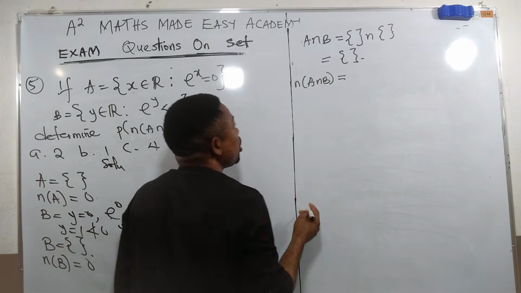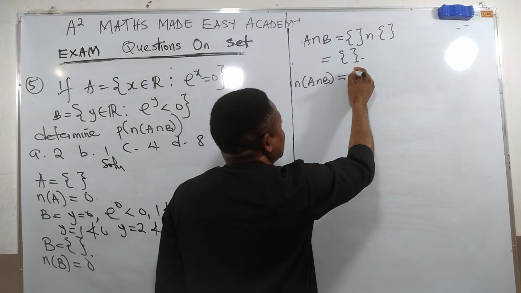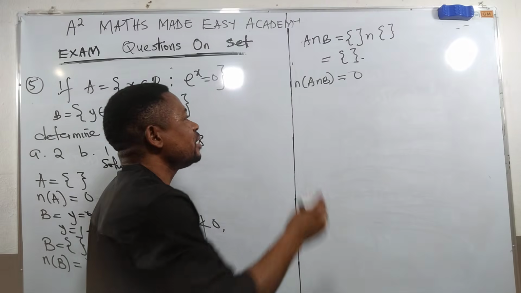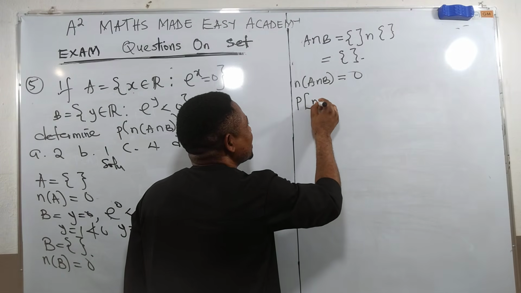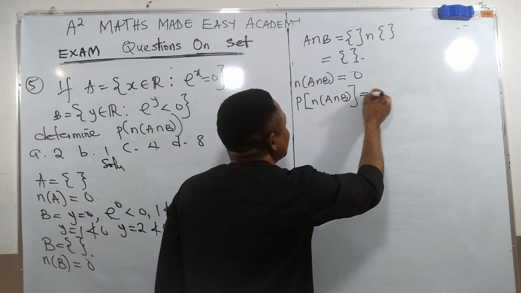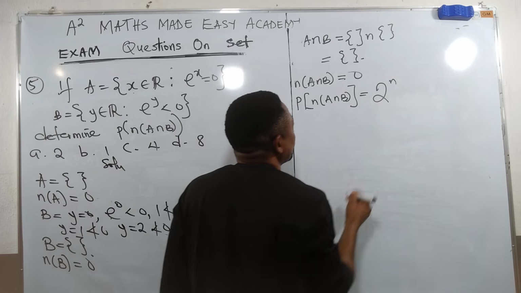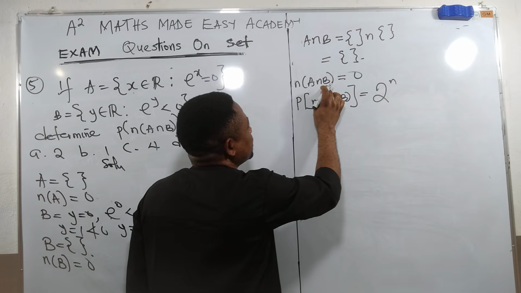B. Oh yeah, watch. How many items do we have here? Nothing. So which means the cardinality of A intersection B is what? 0. Then in summary, I want to solve the power set now of the cardinality of A intersection B. Close the bracket. Remember that the formula is 2 raised to power n. Are you with me now? So which means the cardinality of A intersection B is 0.